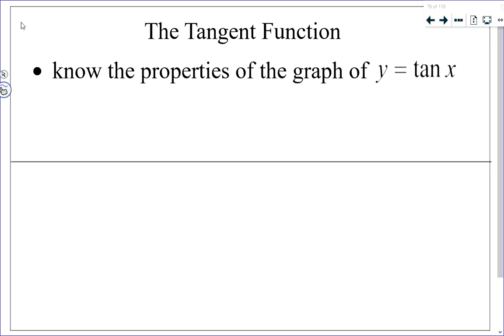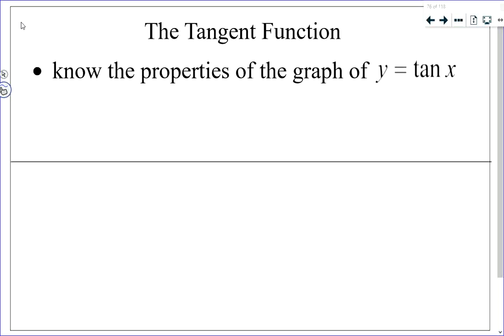Taking us now to the tangent function, you need to know the properties of the graph of y equals tan of x. I believe we're into Unit 4 now, although I don't have a title page here for Unit 4. This is something that we covered in Unit 4. Listen, I'm not going to spend time right now with you, but if you take your graphing calculator, put it into degree mode or radian mode, I don't care, and go y equals tan x in your y function list and go zoom trig, you'll have a picture of what I'm talking about.